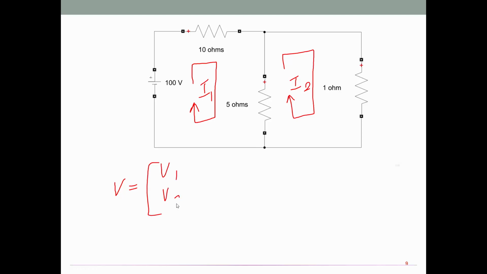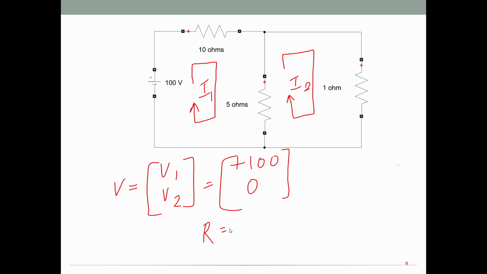V1 and V2. How to calculate V1? V1 is total voltage on loop number 1. I have only one voltage source here, so I have to consider 100. Remember, we have to stick with sign convention. So consider loop current. Current is leaving positive of the 100 volt source. We have to take plus 100. The second loop doesn't have any voltage source. We make it 0. So my voltage vector is 100, 0.